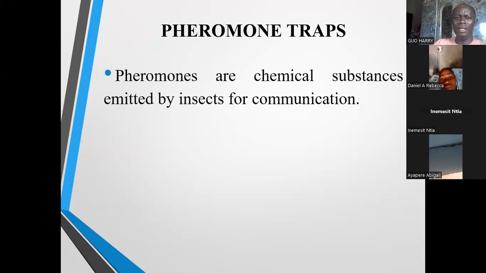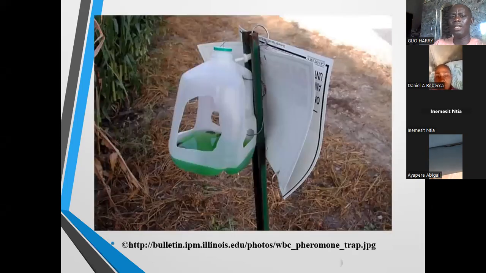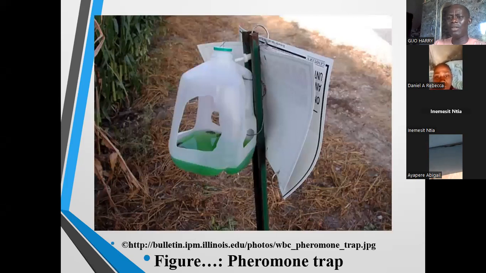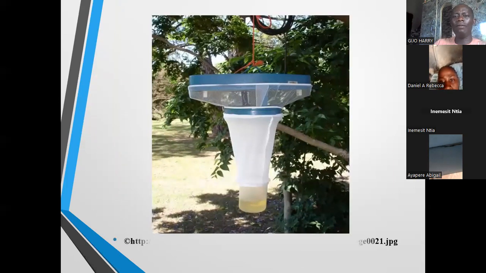The pheromone trap basically consists of a chemical substance that contains pheromones, which are chemical substances emitted by insects for communication, particularly during breeding season. Males and females use them to communicate. So when they are placed in containers like this, such insects are attracted, thinking that it's another insect. When they fly to that area, they mistakenly get trapped. Then we have the suction trap, which we have looked at.